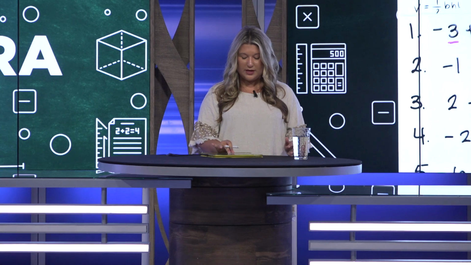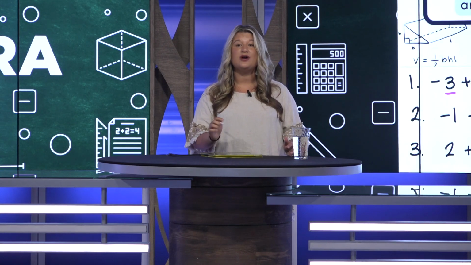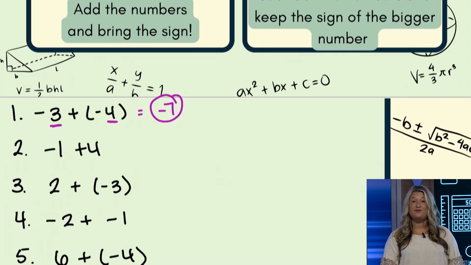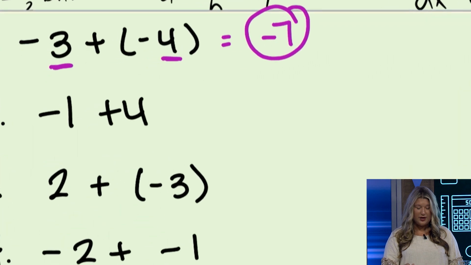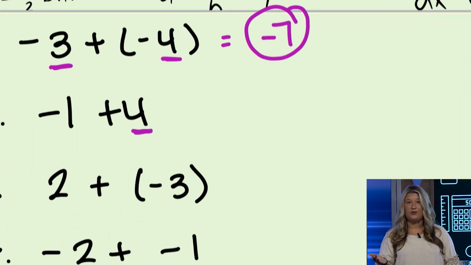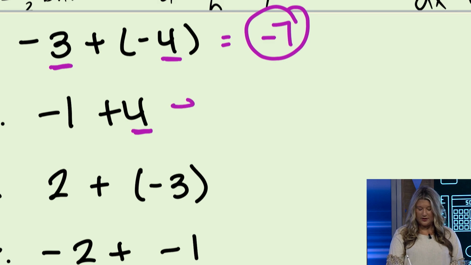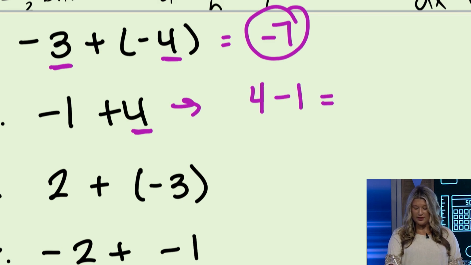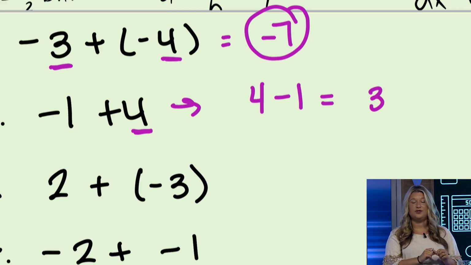-1 plus 4. So we said subtract the numbers and keep the sign of the bigger number. In this case, for number 2, our bigger number is 4. Obviously, owing $4 is way more than owing $1. So I just rewrite it as 4 minus 1, which we get 3. Now again, ask yourself, out of that problem, which integer had the bigger sign? That's 4. And we got positive 3.